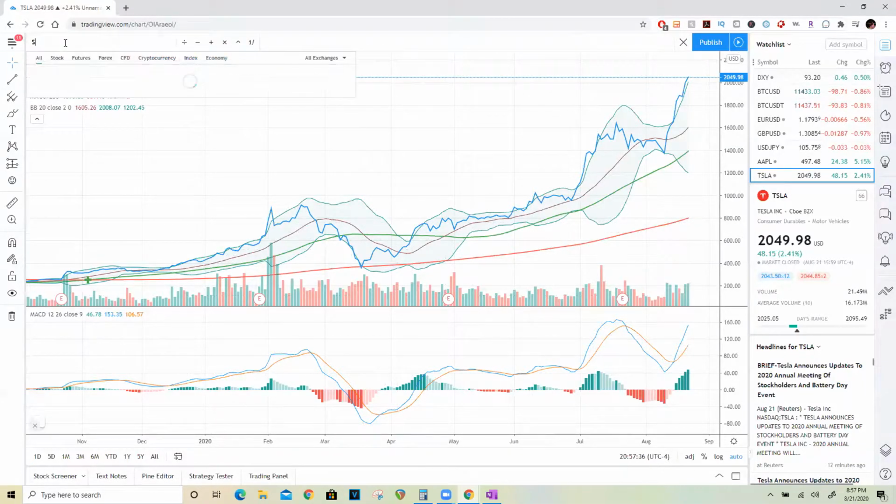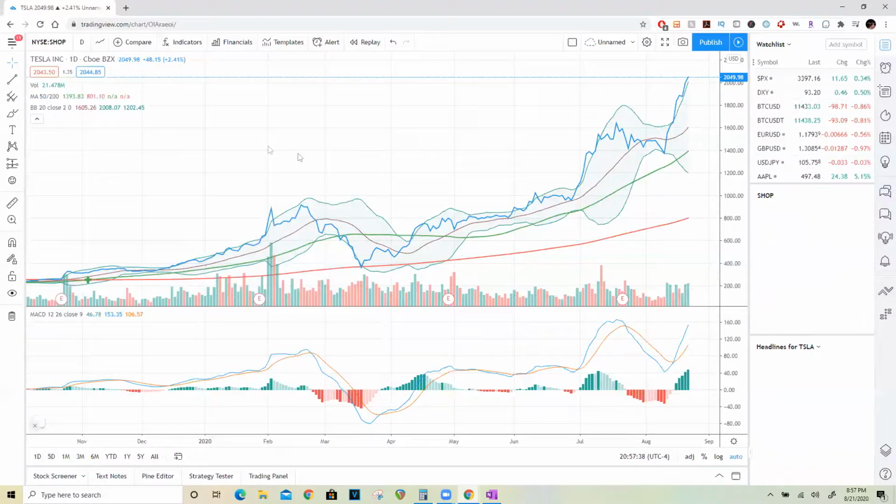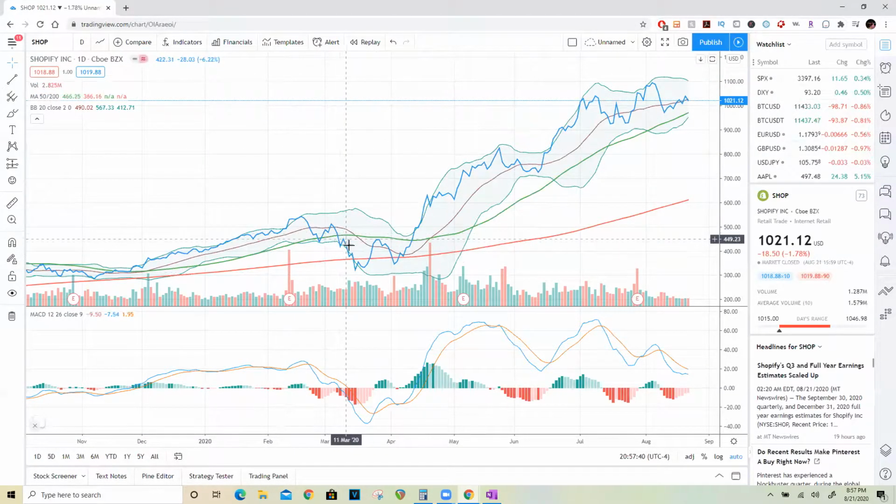Another example, if you look at Shopify, same thing here. It came down, fell below the 200-day moving average here. I bought a couple of shares, waited for it to go back up. Then it tested the 200-day again. Bought a couple more shares. And even here, if you see, the MACD line crossed over twice.